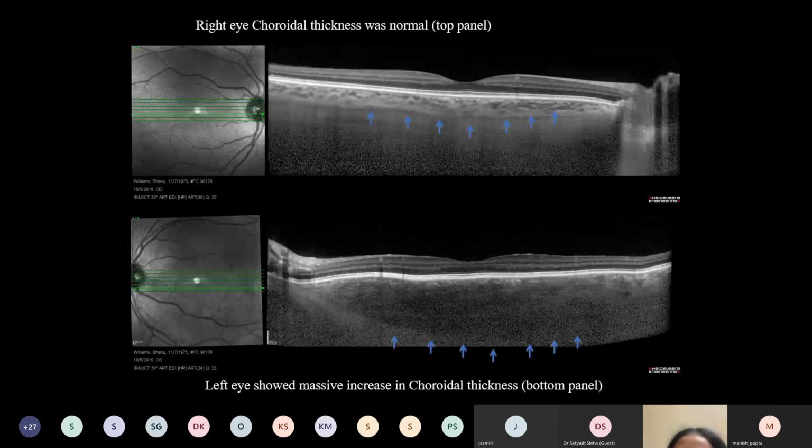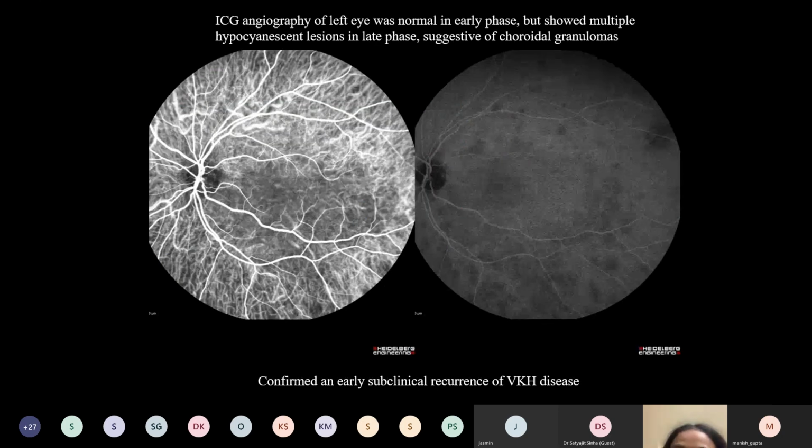So when we did the EDI OCT of this patient, the top scan is of the right eye, which is normal, and you look at the bottom scan, which is of the left eye. If you compare the two, these blue arrows mark the boundary of the choroid, where the sclera starts. So look at the difference. The choroid in the left eye is thickened so much as compared to the right eye. So that means there is choroidal thickening and there is subclinical inflammation going on in the left eye. And that was the reason for her heaviness in the left eye.